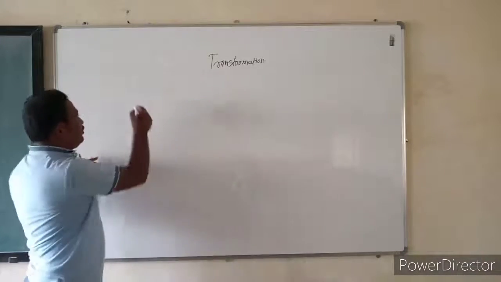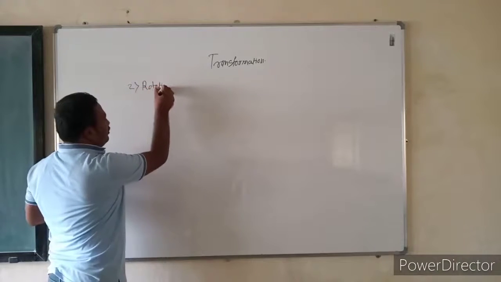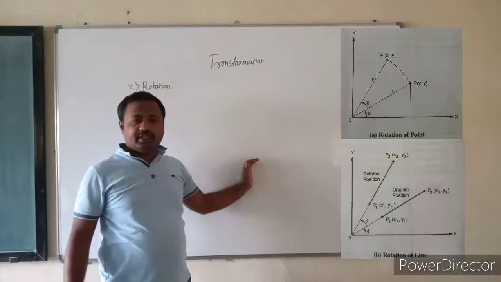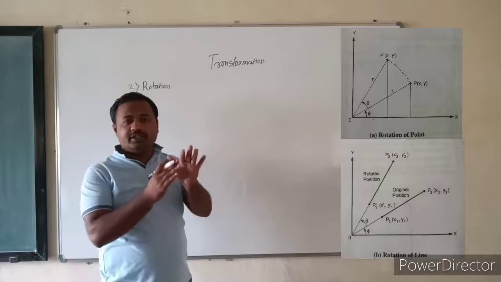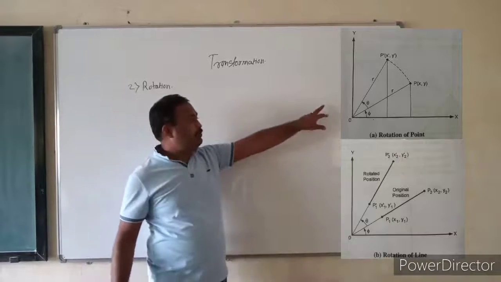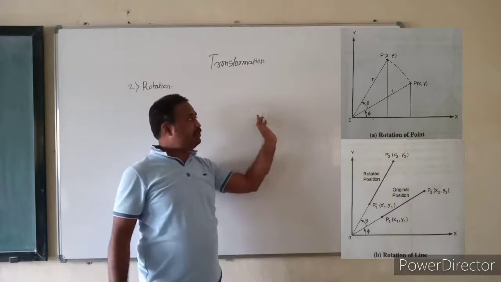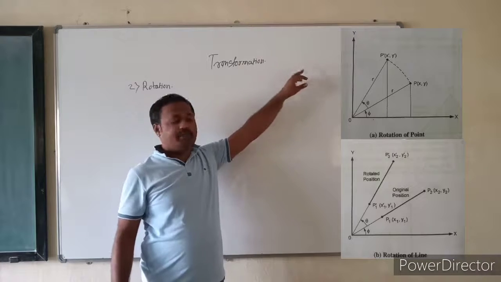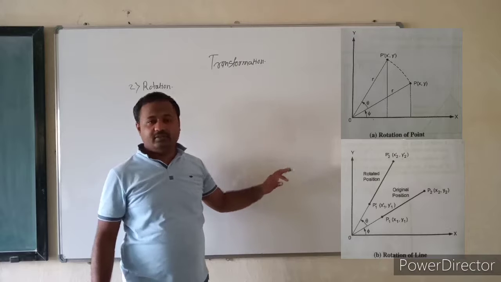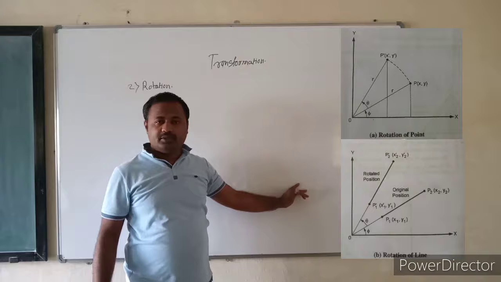Transformation, it is rotation. The second type is rotation. In the figure you see that rotation is divided into two parts. First is rotation of a point, meaning point P is rotated with reference to the origin to the new point P dash, and secondly it is rotation of a line.